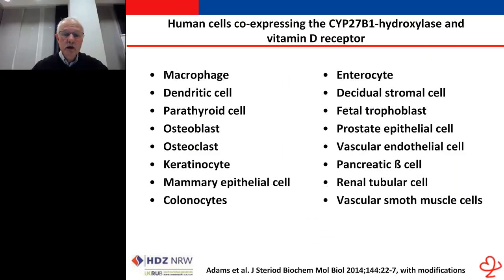And here you can see that several types of tissues are able to produce 1,25-dihydroxyvitamin D by themselves. For example, immune cells, also bone cells, cells of the gastrointestinal system, also cells of the vascular system, and for example, pancreatic beta cells.